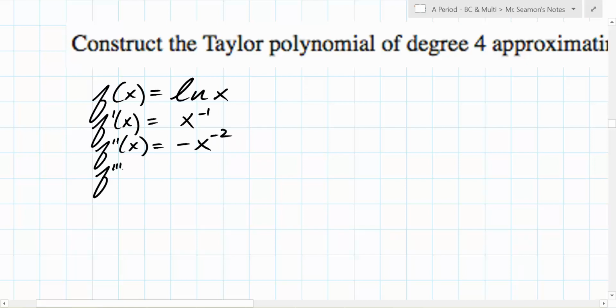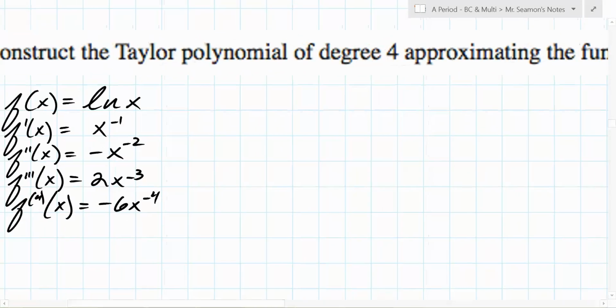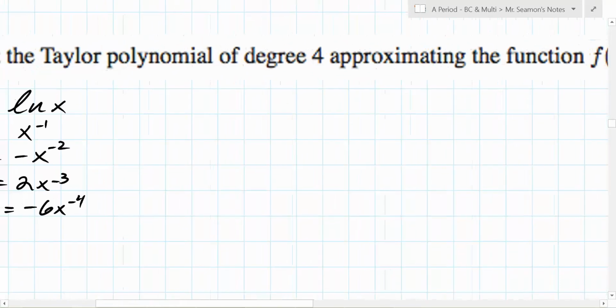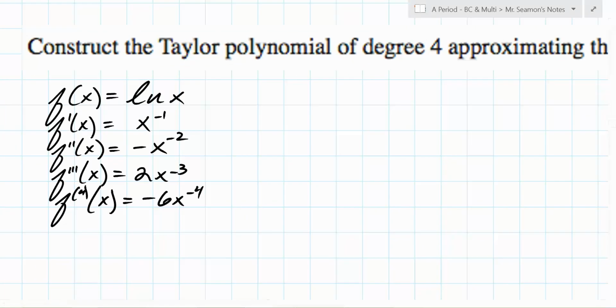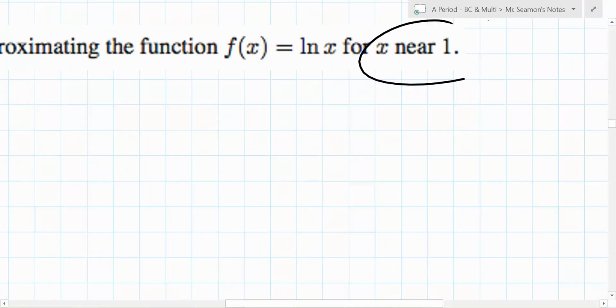2 f triple prime and f4. Now, did this ask us to find the general form for this? No, it just asked us to find the degree 4. So do we really care about establishing a pattern? No. Now, we're centering it around 1, and guess what?